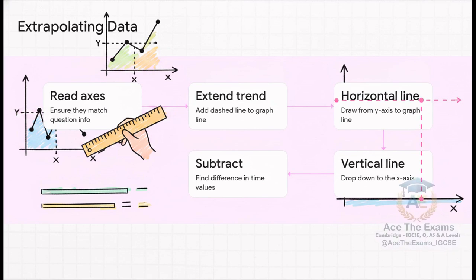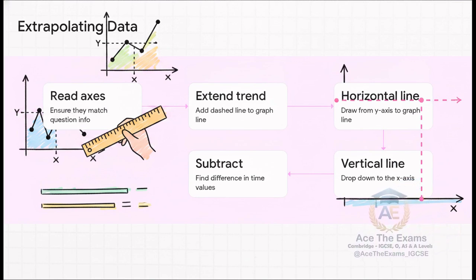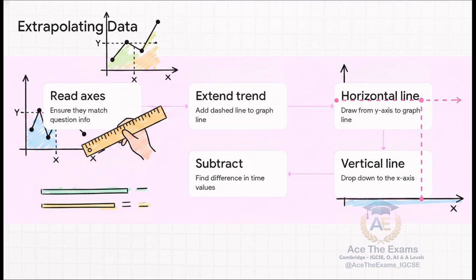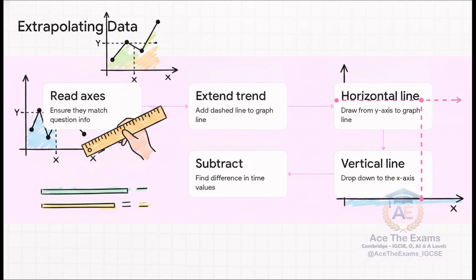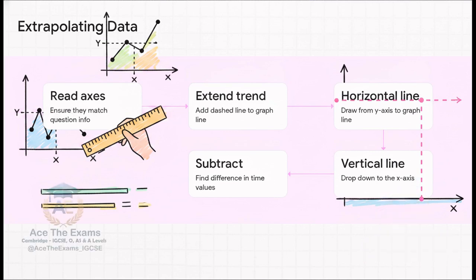Second, grab your ruler, never do this freehand, and extend the graph's trend line using a dashed line. Third, draw a perfectly horizontal line from your new target value on the y-axis until it intersects your newly extended trend line. Fourth, drop a vertical line straight down from that intersection to the x-axis. And finally, step 5, do your subtraction to find the difference between your initial value and your new one. It's a mechanical process, but it works every single time.